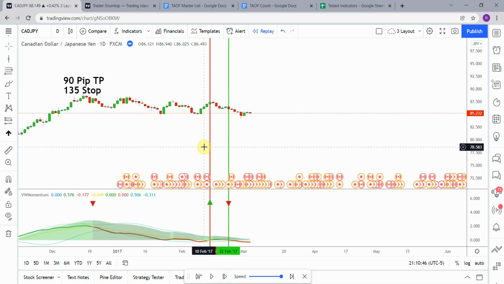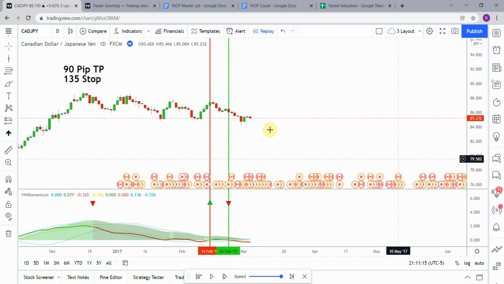Alright, so the first signal we get is a long signal, and you can see that we picked this one up right here, the green arrow pointing up. Unfortunately, almost immediately, price action starts to push its way down and stops us out on that first one. Then we pick up the second one here. This one is a short as price action does push down there, and it comes down and gets us to take profit pretty nicely there. And so let's go ahead and continue on.